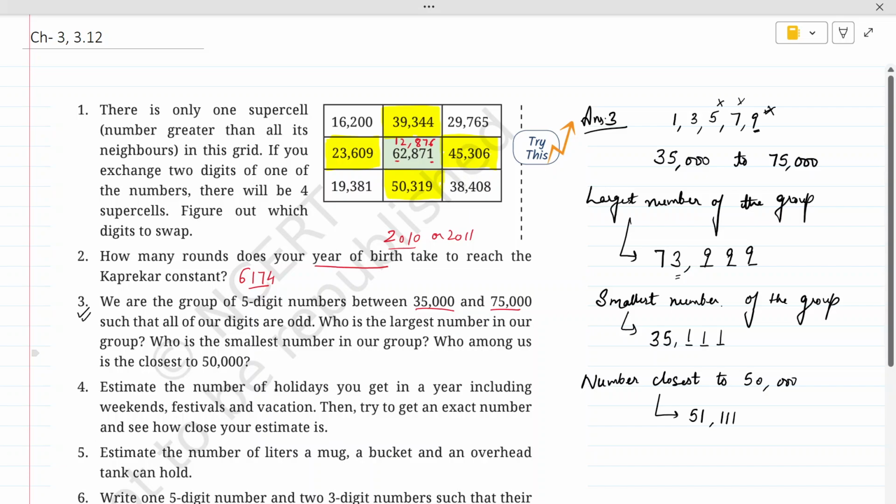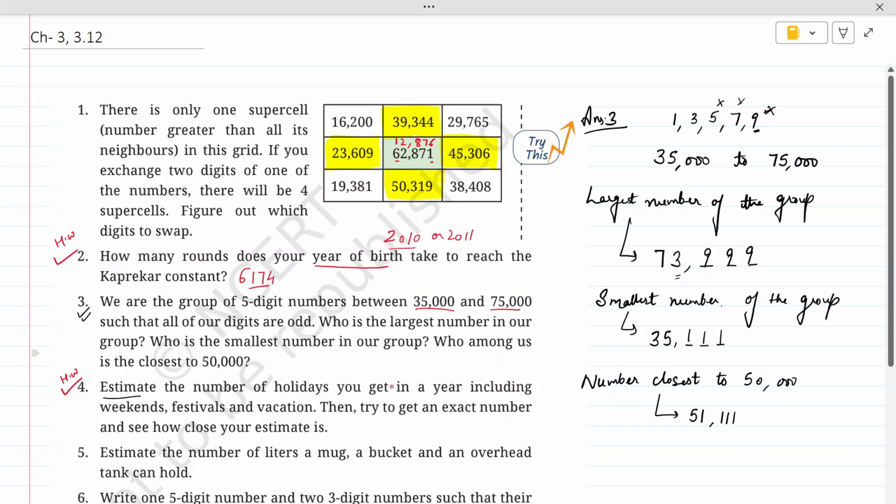Next, estimate the number of holidays you get in a year, including weekends, festivals, and vacation. Then try to get the exact number and see how you estimate it. So kids, this is the question of estimation which I am giving you. I am just marking the questions in homework. This is homework, easy. I have given you a hint.